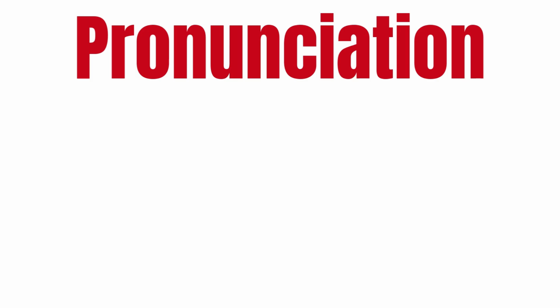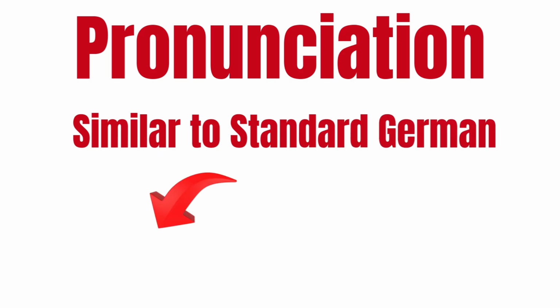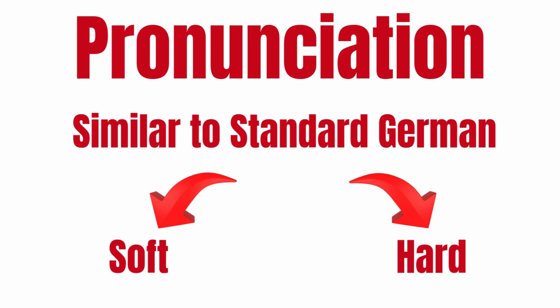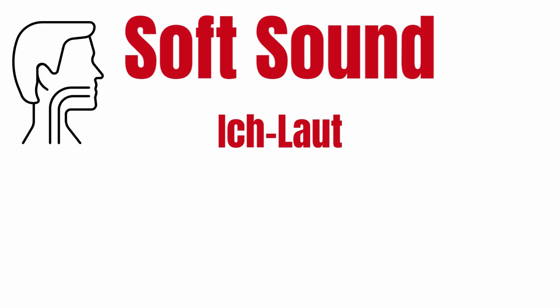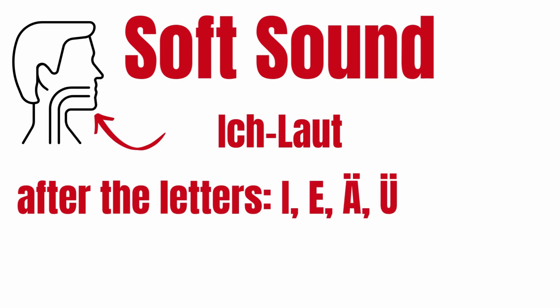In general, the pronunciation of CH is similar to Standard German. We can distinguish between a soft sound and a hard sound. On the one hand, the soft sound is also known as the Ich-Laut. This sound is light and breathy, like the CH in Ich or Licht. It is built in the front and is used after the German letters I, E, Ä, Ü.